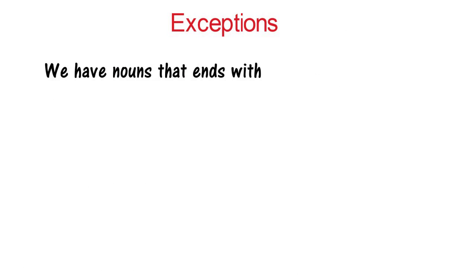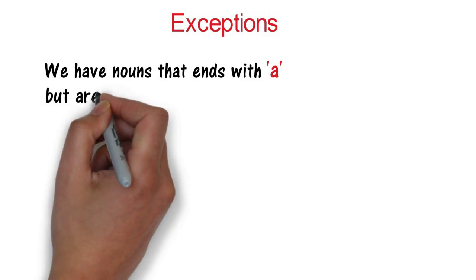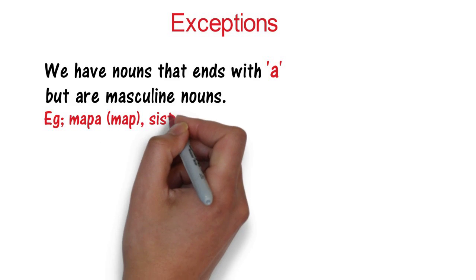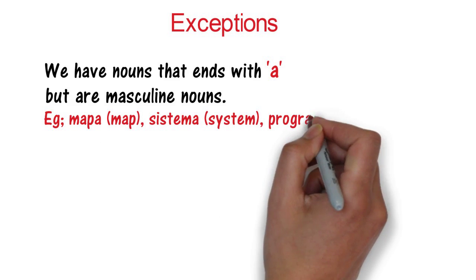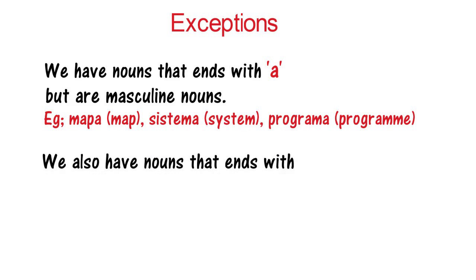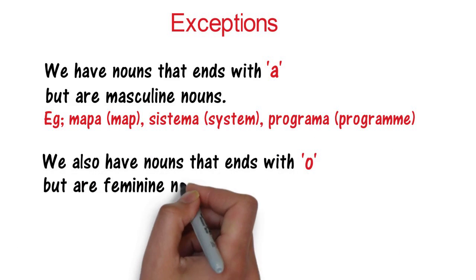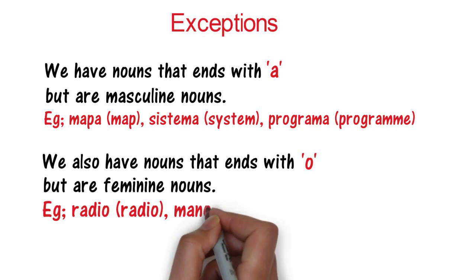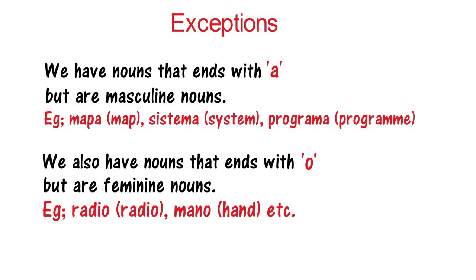We have nouns that end with A but are masculine nouns. For example, mapa, sistema, programa. And we also have nouns that end with O but are feminine nouns. For example, radio, mano, etc.